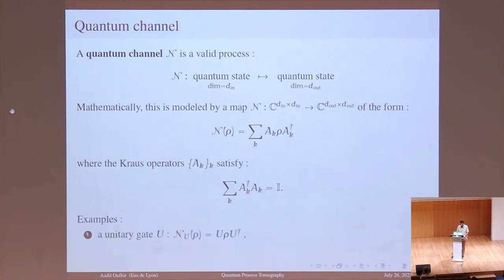So for instance, a unitary gate is a unitary map N_U that sends rho to U rho U dagger. And the depolarizing channel with parameter p sends each state rho to itself with probability 1 minus p and to the maximally mixed state with probability p.